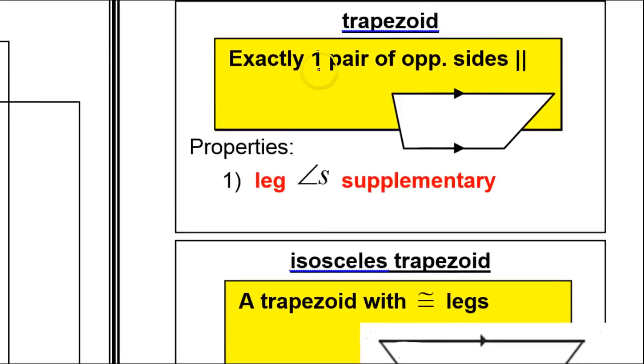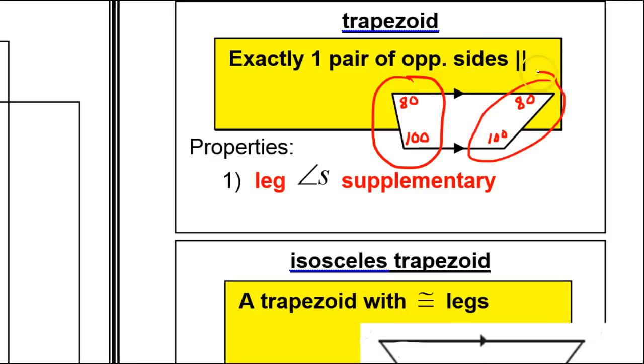So remember, a trapezoid has one pair of parallel sides. But what we know is that leg angles are supplementary. So when I talk about leg angles, I'm talking about these. All right, these are supplementary. So it's like if this is 80, then this is 100. Or over here, if this is 80, then this is 100. All right, leg angles.